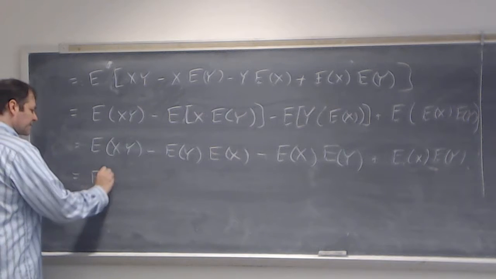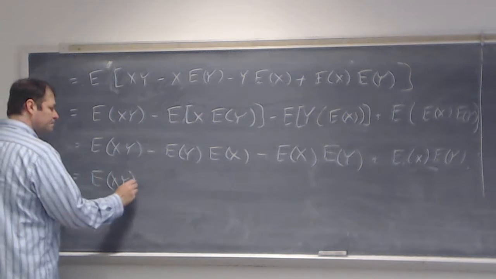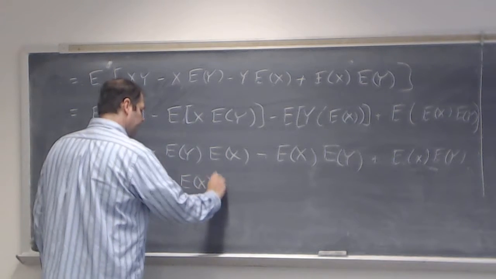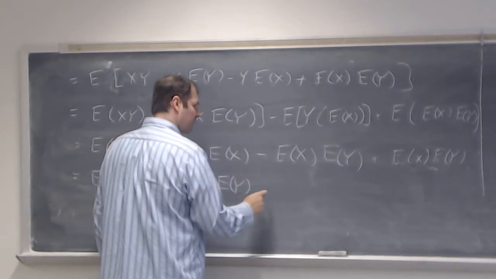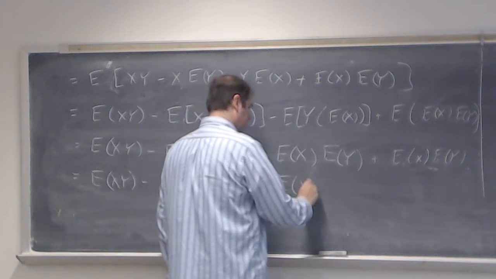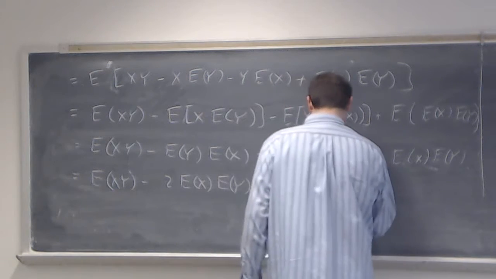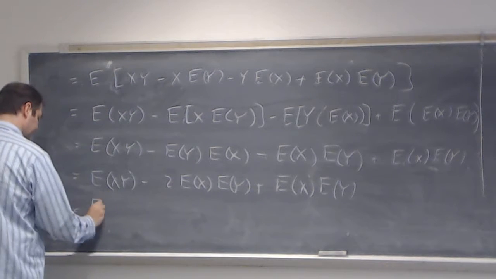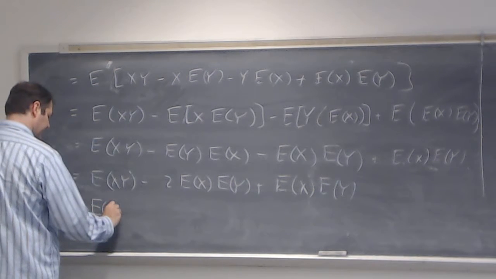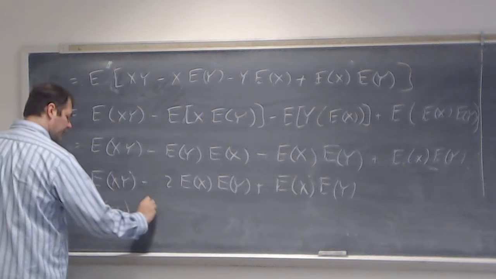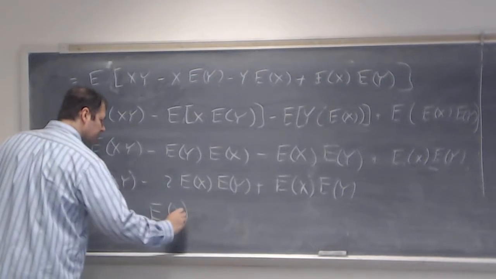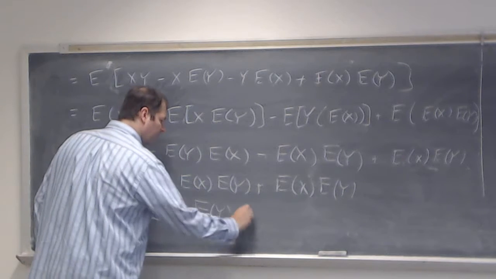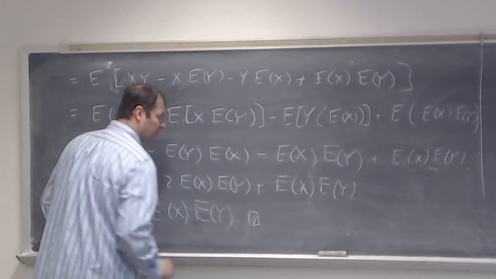This is equal to the expected value of x times y minus 2 times the expected value of x times the expected value of y plus the expected value of x times the expected value of y. And then, of course, these are like terms, so we end up getting the expected value of x times y minus the expected value of x times the expected value of y. So I'm going to say that's good enough for the proof.